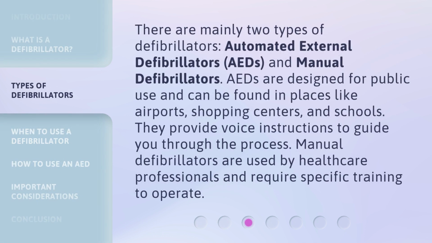There are mainly two types of defibrillators: automated external defibrillators, AEDs, and manual defibrillators. AEDs are designed for public use and can be found in places like airports, shopping centers, and schools. They provide voice instructions to guide you through the process. Manual defibrillators are used by healthcare professionals and require specific training to operate.